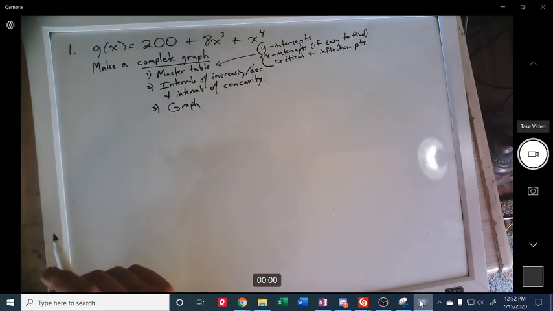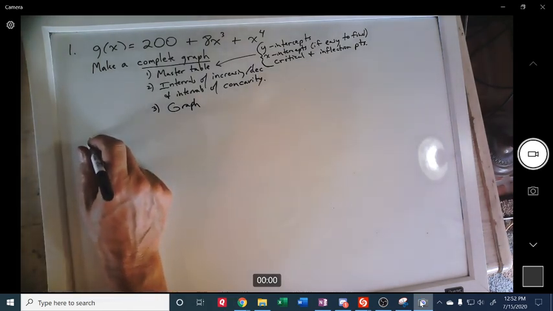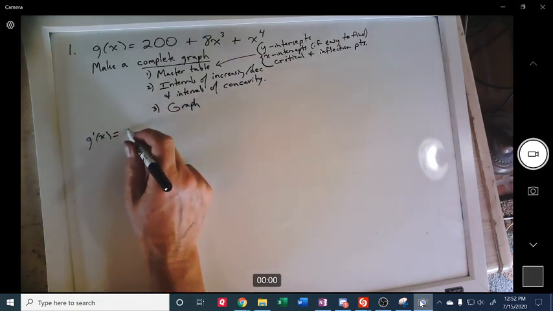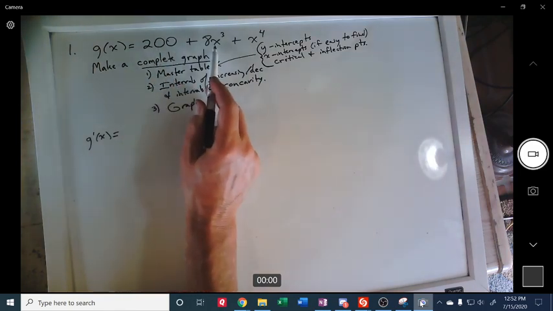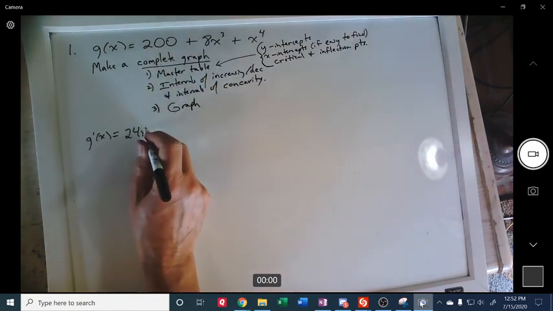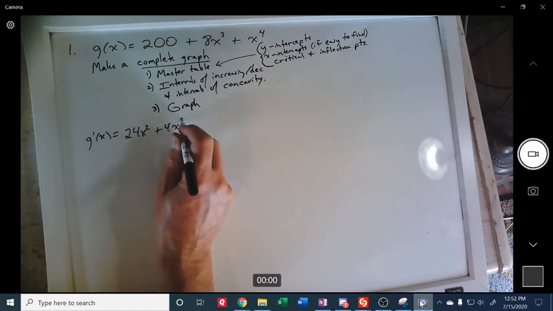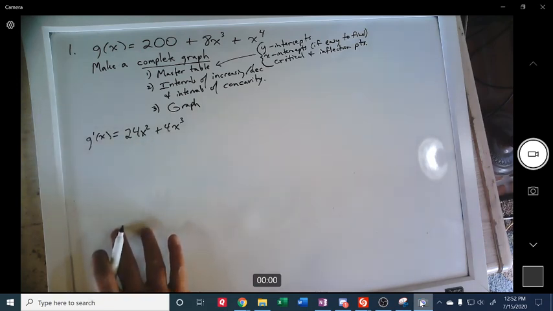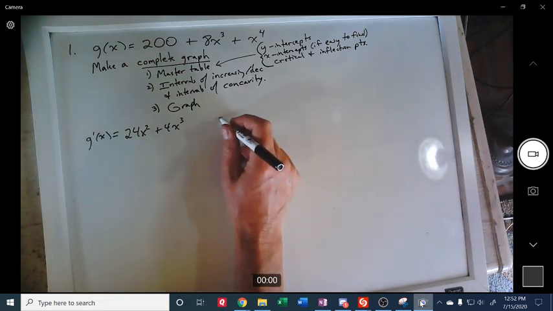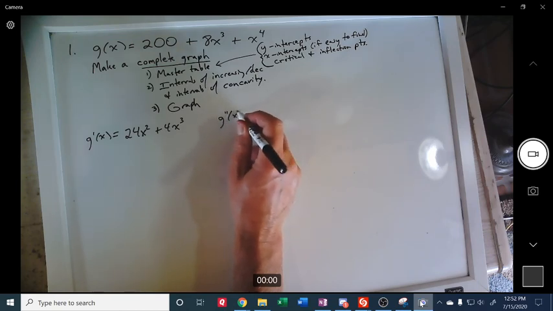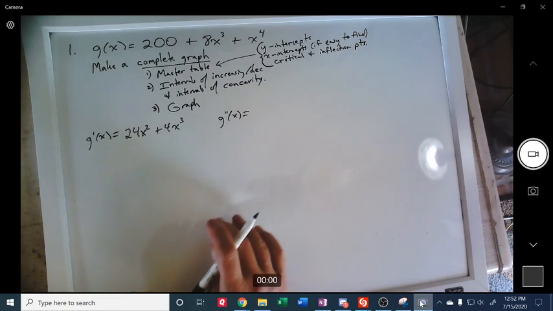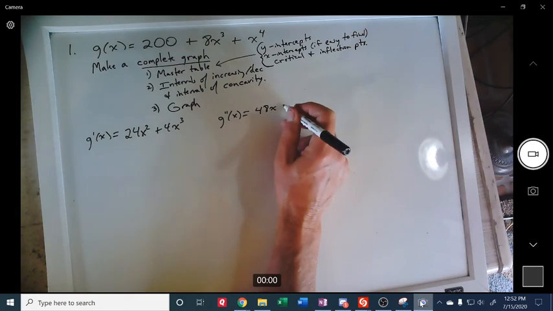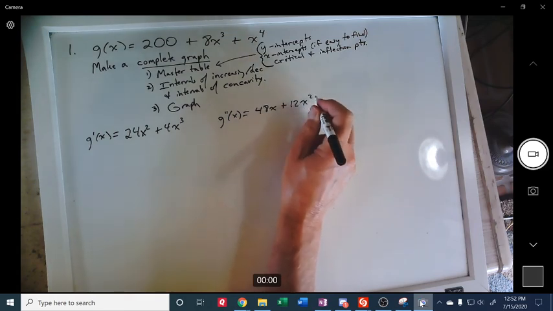So the first thing is we take the derivative, and we're going to get, the derivative of 200 goes away, I get 24x squared plus 4x cubed. And then I'm going to set this to 0, I'm going to go down from there. I'm going to also take the second derivative. I'm going to set that to 0 and go down from there. This is 48x plus 12x squared.